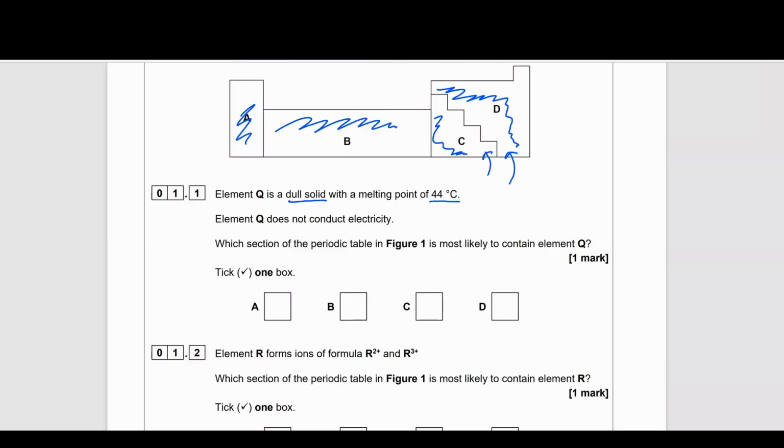Let's read on. Element Q does not conduct electricity. So remember I said that C contains some metals also. Those metals are most likely going to conduct electricity, such as mercury. So D is most likely to be the correct answer because D contains our non-metals, which we know are not going to conduct electricity. So the answer should be D.